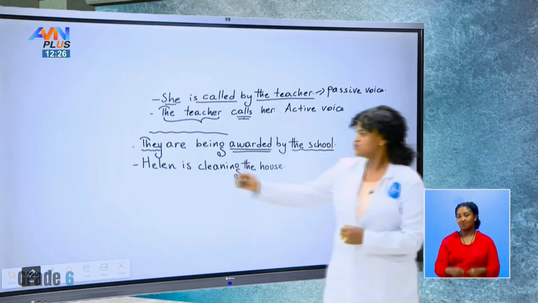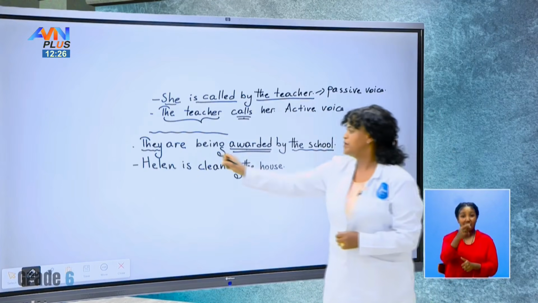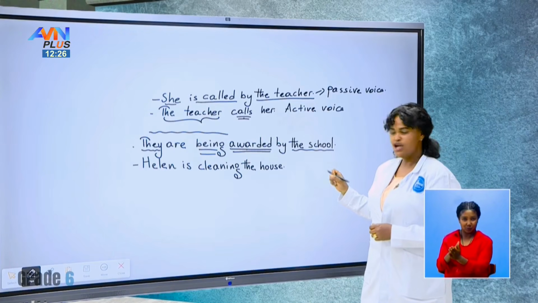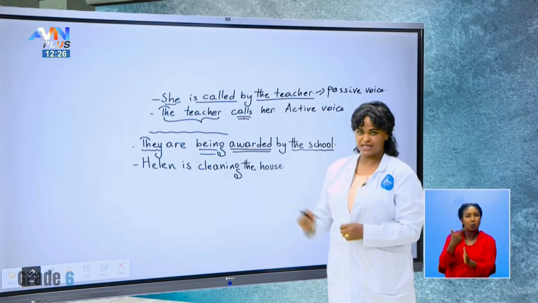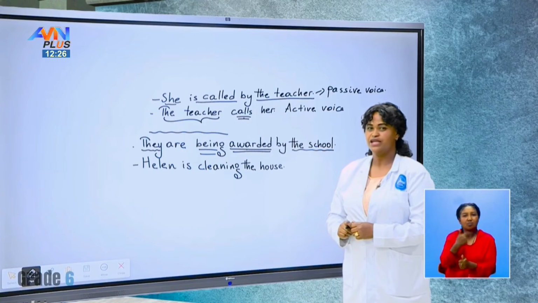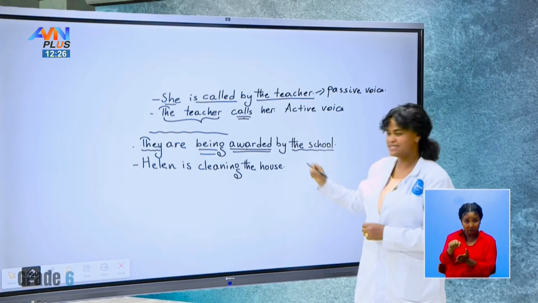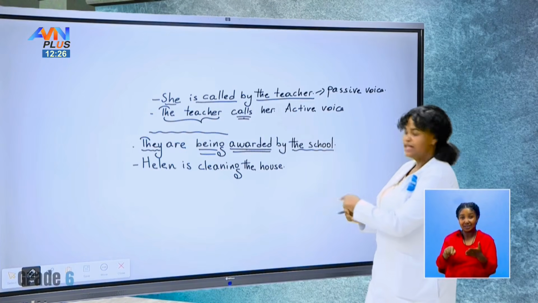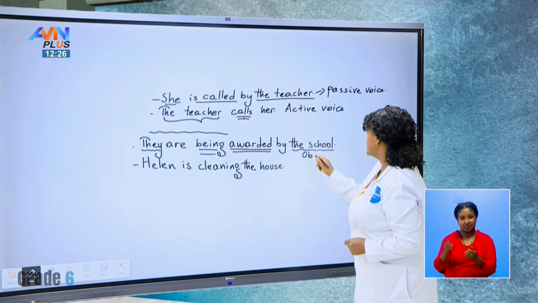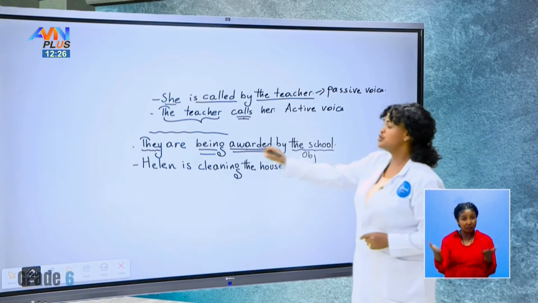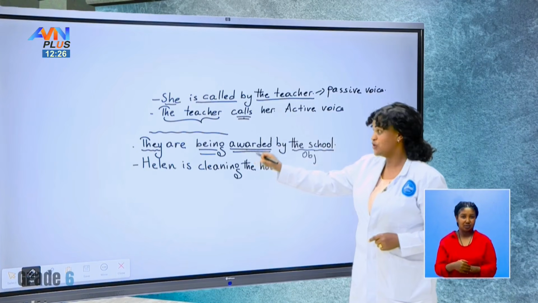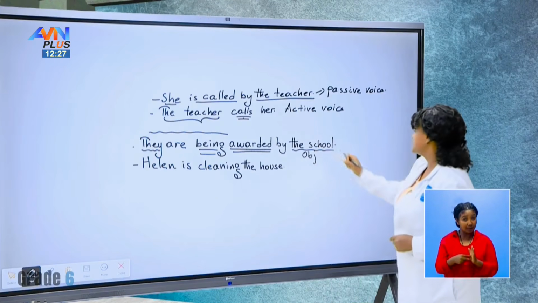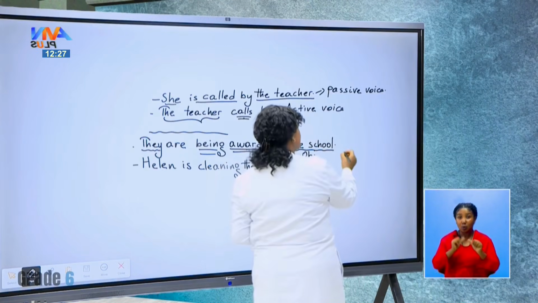All right. The first one says they are being awarded by the school. Yes? Who is the doer of the action in this sentence? You said the school, right? Excellent. Yes, the school. And the role of the school in this sentence is object. Now, in this case, the object is the doer of the action, not the subject. What does it mean? That means this sentence is present continuous passive.